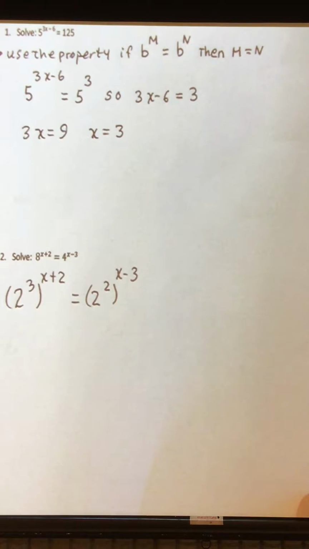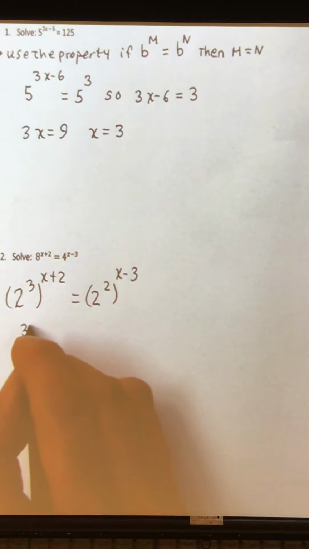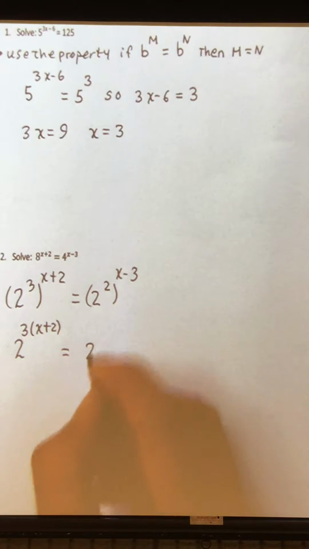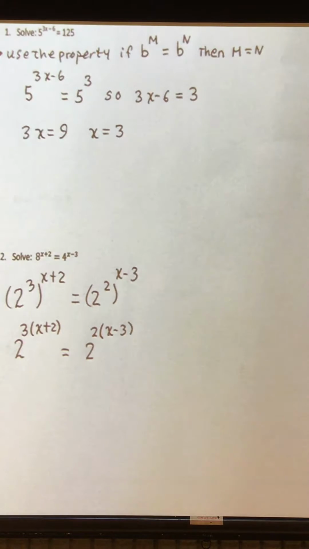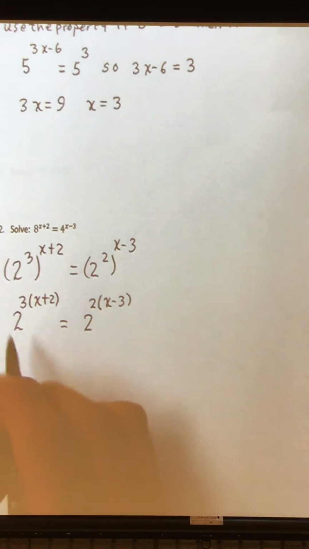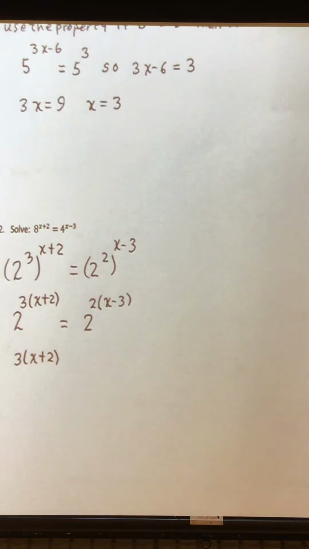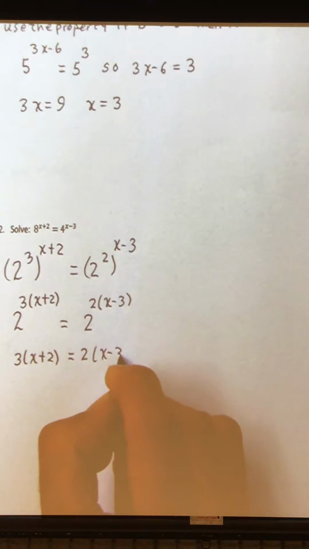Now we use a rule of exponents that power to power multiplies. So we'll have 2 to the power 3 times x plus 2. And on the right side, 2 to the power 2 times x minus 3. Now that we have the bases the same on both sides, we can now make an equation out of the exponents. So 3 times x plus 2 must be equal to 2 times x minus 3.